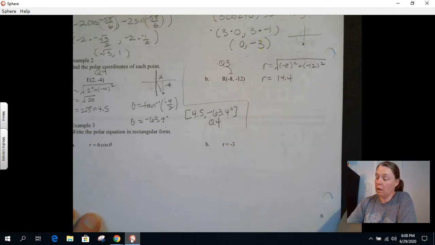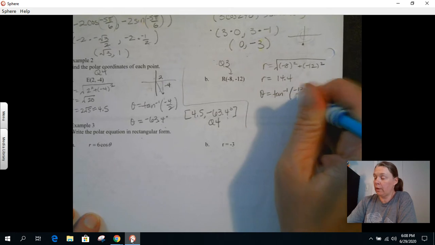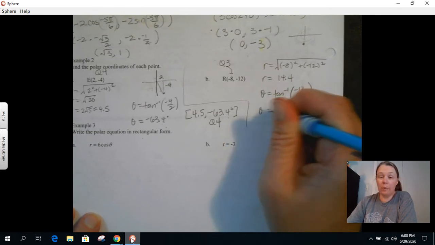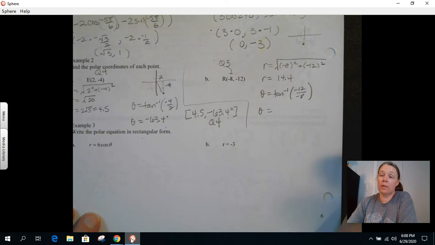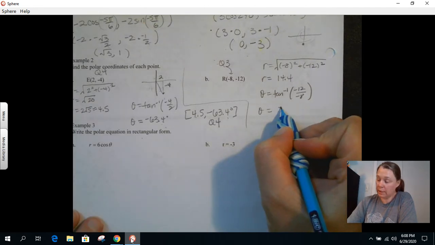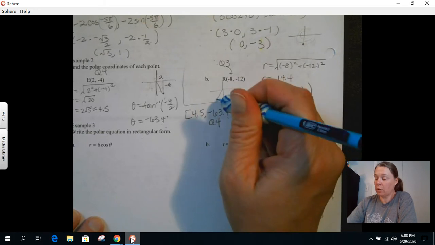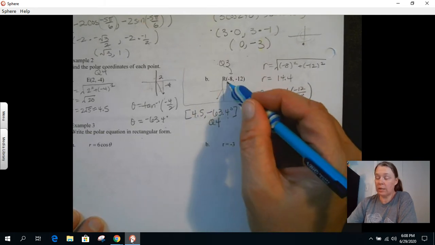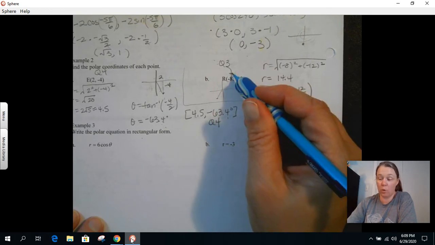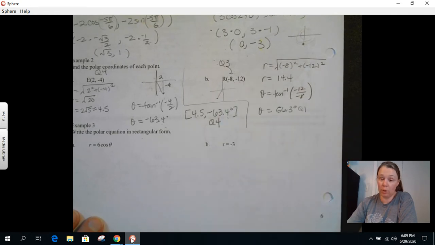That's my radius. All right, my angle is the inverse tangent of y over x. So remember, inverse tangents from chapter 6 are always, if you're in degrees, going to fall between negative 90 and 90. So this is going to give me an angle of 56.3 degrees. Now, if I were to plot something in the third quadrant, does it make sense that the angle is 56.3 degrees up here and then a radius of 14.4? That would put it in the first quadrant.